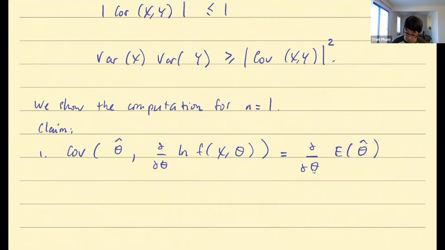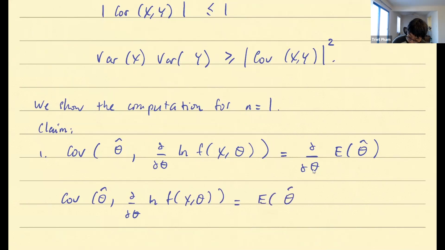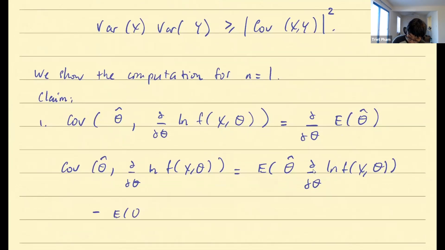So how does the proof go? How does the computation go? By the way, because I assume the sample size equal to 1, the log likelihood of the sample reduces down to the one case. Otherwise it would be a sum. All right, so the covariance of any two random variables is the expectation of the product minus the product of the expectations.